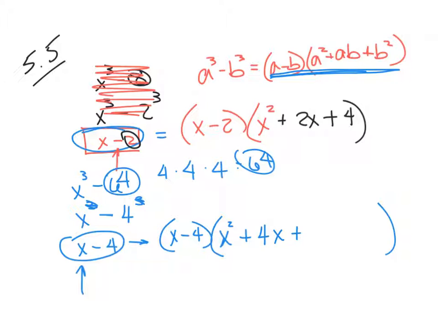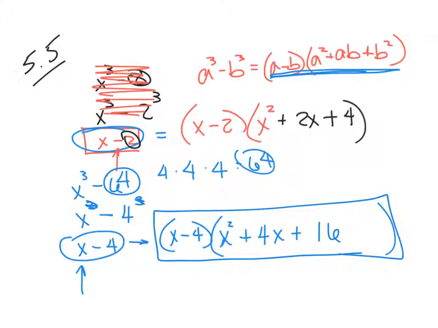plus sign. Then it says take the second number and square it. So 4 times 4 is 16. And so I've got that right there, and I am done. Okay, so not too bad. You just follow that formula.